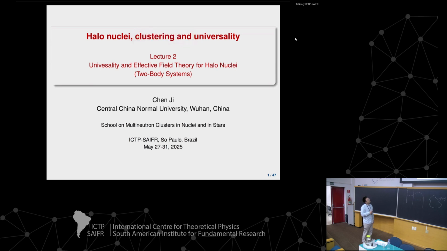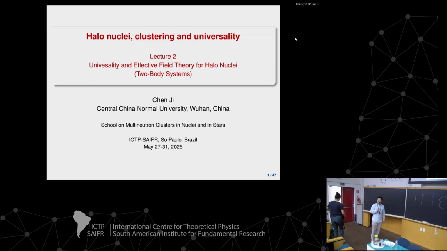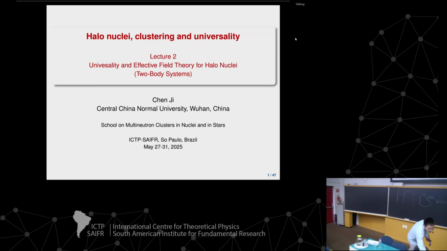And for the second part, let's focus on the two-body problems. So basically, one neutron halos, or maybe in the end we can extend it to proton halos.